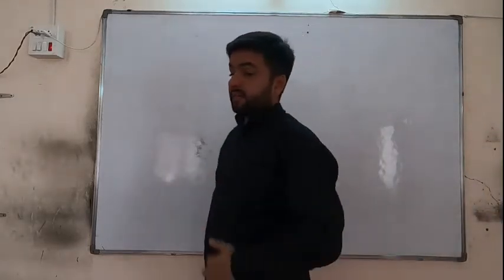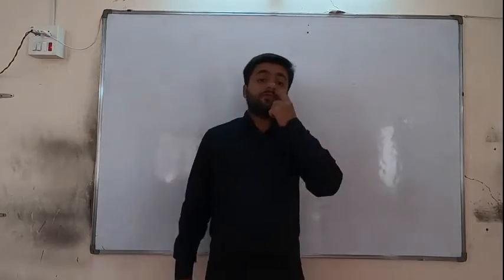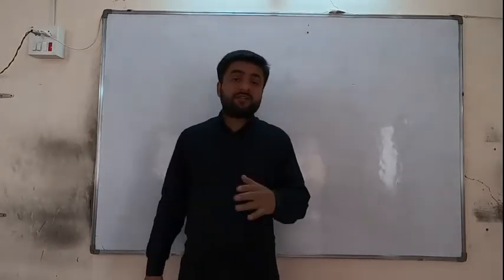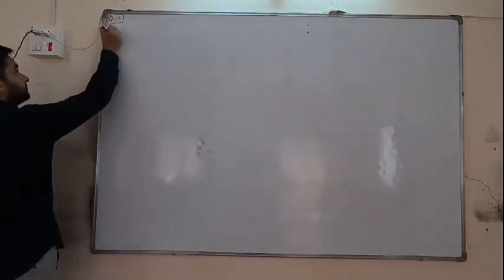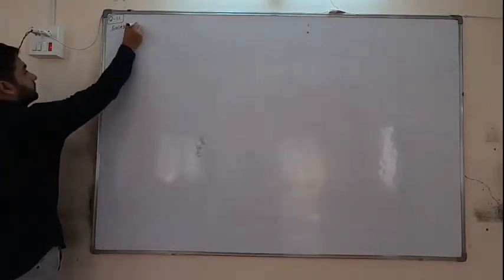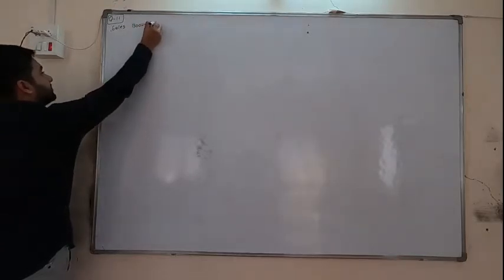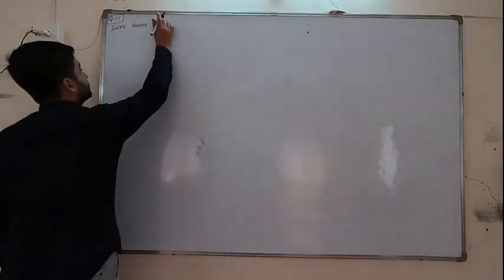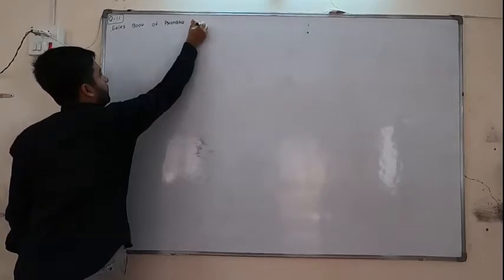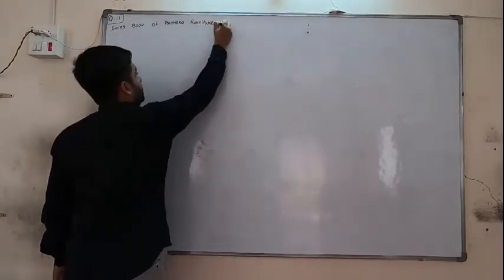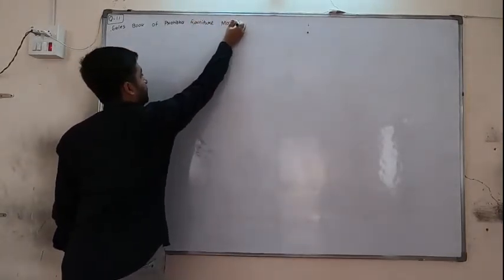See, this is Pratibha Furniture Mart. So for us the goods are furniture. Okay. Now furniture will be goods for us. So question number 11. Sales book of Pratibha Furniture Mart.